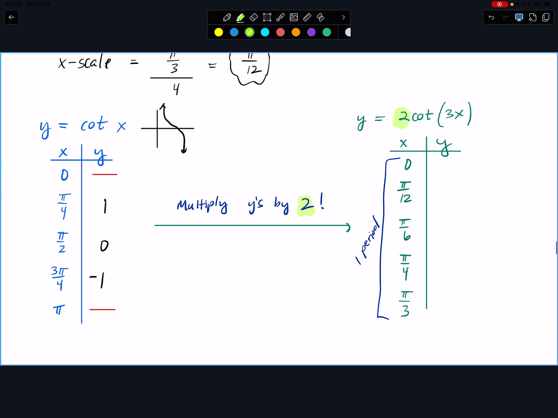All right. So if I have an asymptote here and I double it, is it going to change? Nope. Okay, my asymptotes are still going to be the same, the first and last values of my period. So then if I just double the rest of the numbers, I'm going to get positive 2, 0.